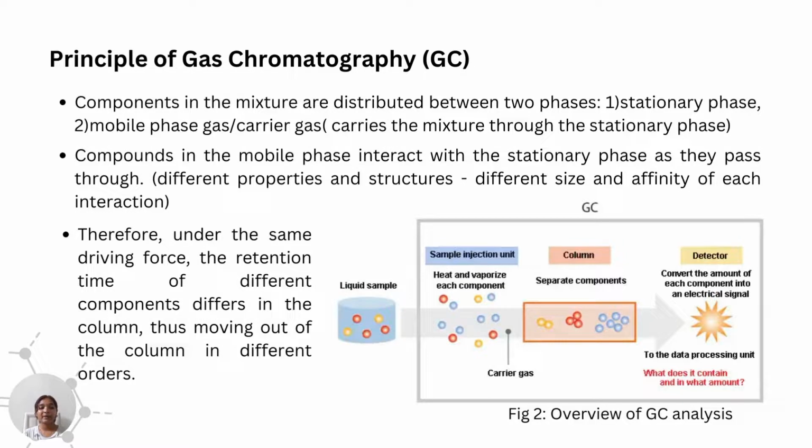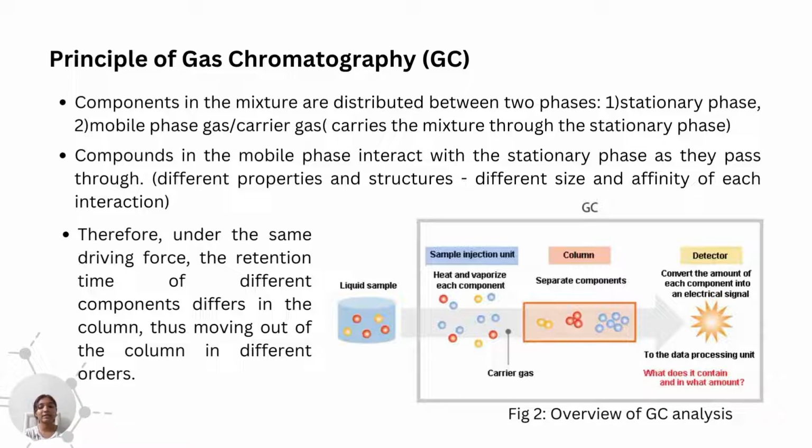Then the principle of gas chromatography. The components in the mixture are distributed between two phases, the stationary phase and the mobile phase. The mobile phase is also known as the carrier gas, which carries the mixture through the stationary phase. Compounds in the mobile phase interact with the stationary phase as they pass through.